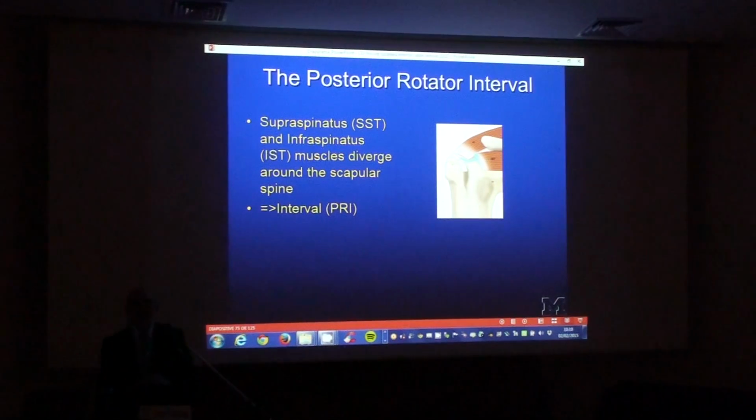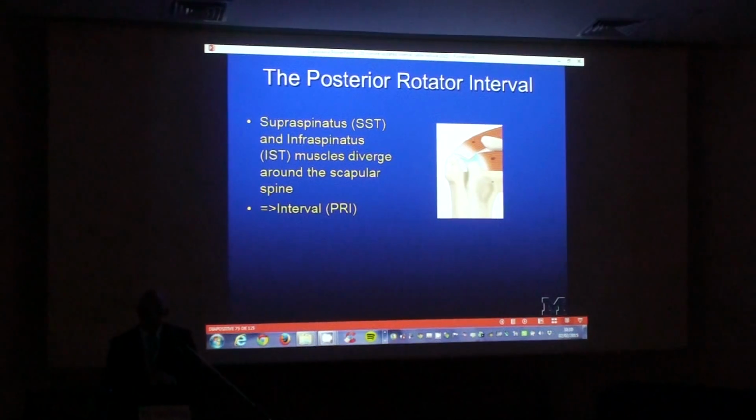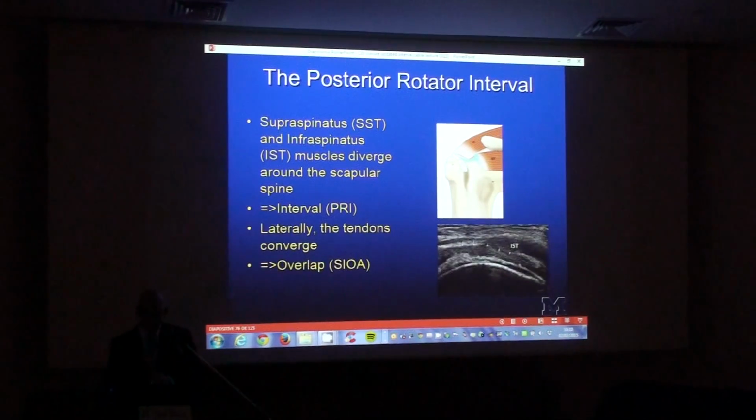Now, I've talked about the anterior rotator interval. There's a less well-known interval in the far back of the shoulder, and it's called the posterior rotator interval. When you look at the supraspinatus and the infraspinatus as they diverge along the scapular spine here, they form a little triangle, again, devoid of tendons. That's the posterior rotator interval. Again, devoid of tendons in one muscle. And as the tendons extend laterally, they form an overlap area.